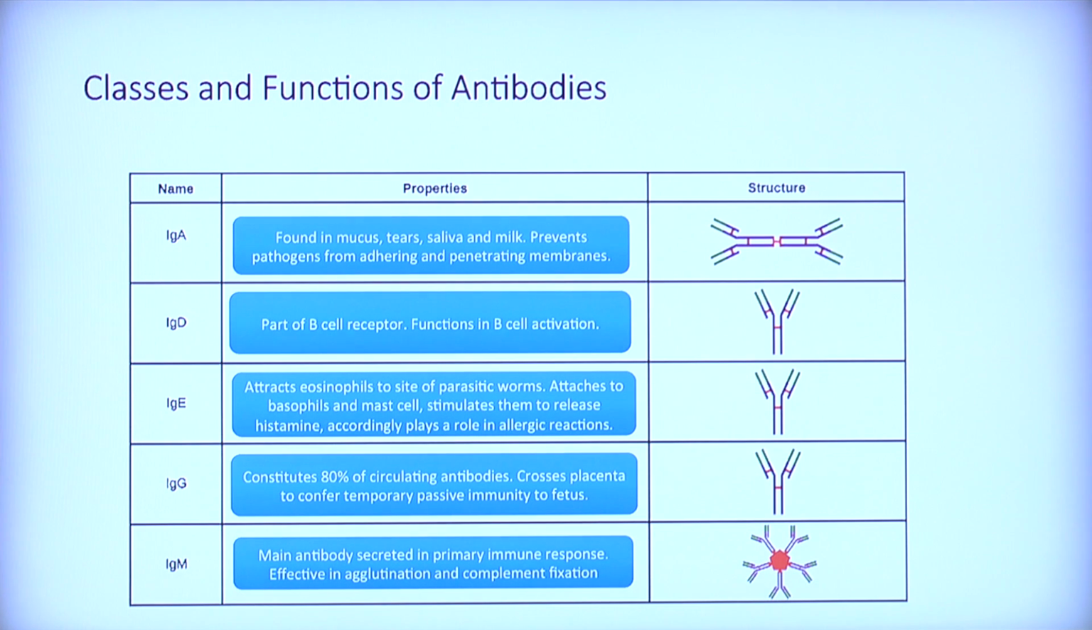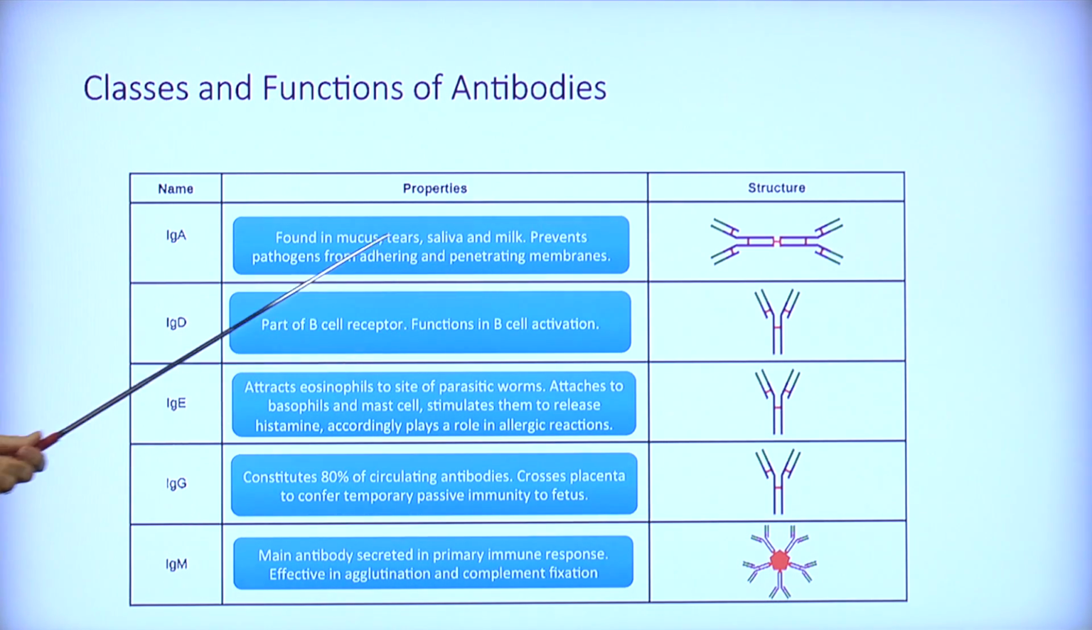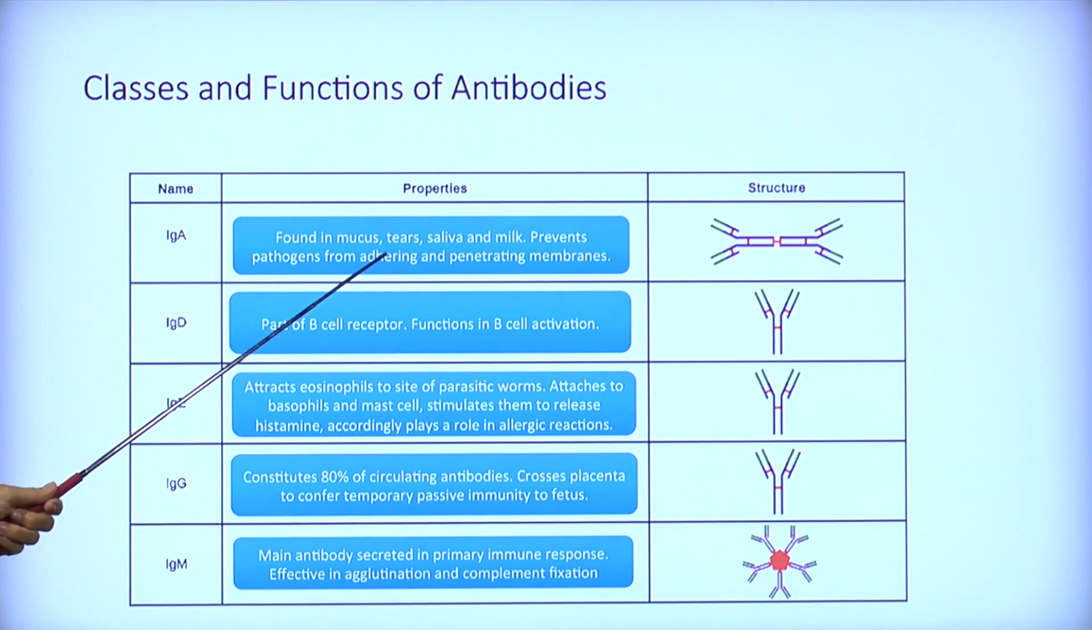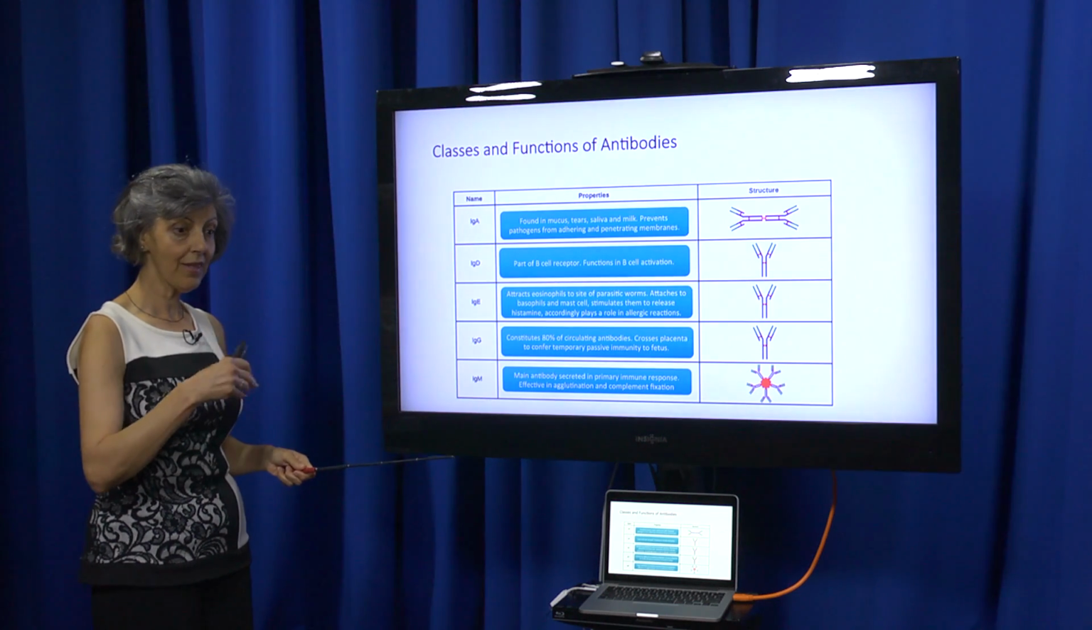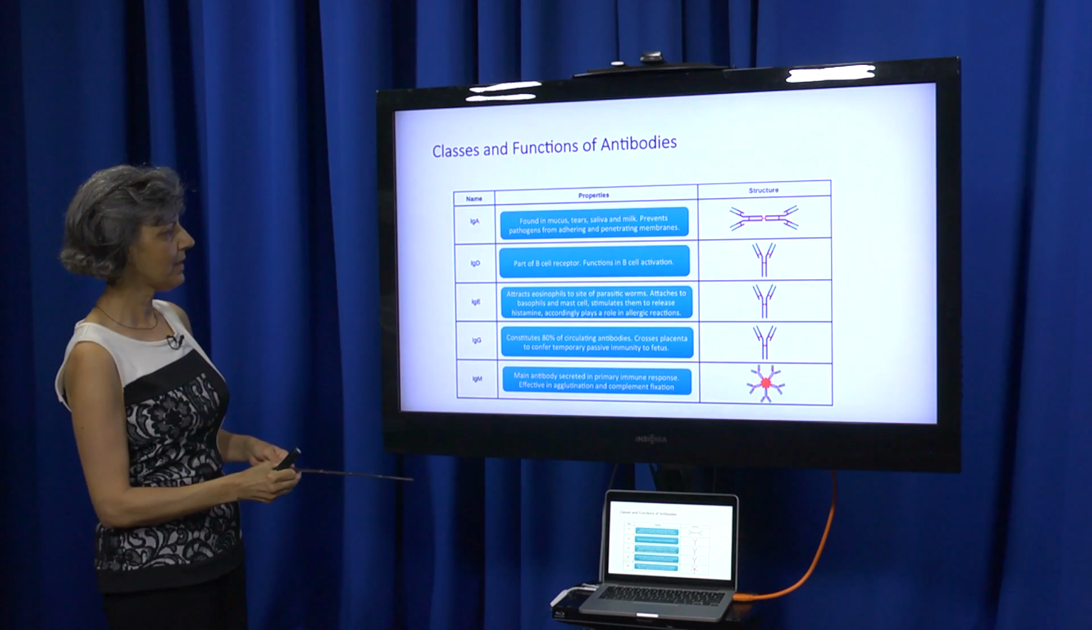Very briefly, we're going to look at the specific functions. There are many more functions. We're going to look at 1 or 2 specific functions of each of those classes. So IgA is present mainly in the mucous membranes and in the secretions of the mucous membranes. So we find it in tears, in saliva, in the mucous membranes of the stomach, and so forth. What do they do? They adhere to the antigens and prevent them from penetrating and going into the body tissues.